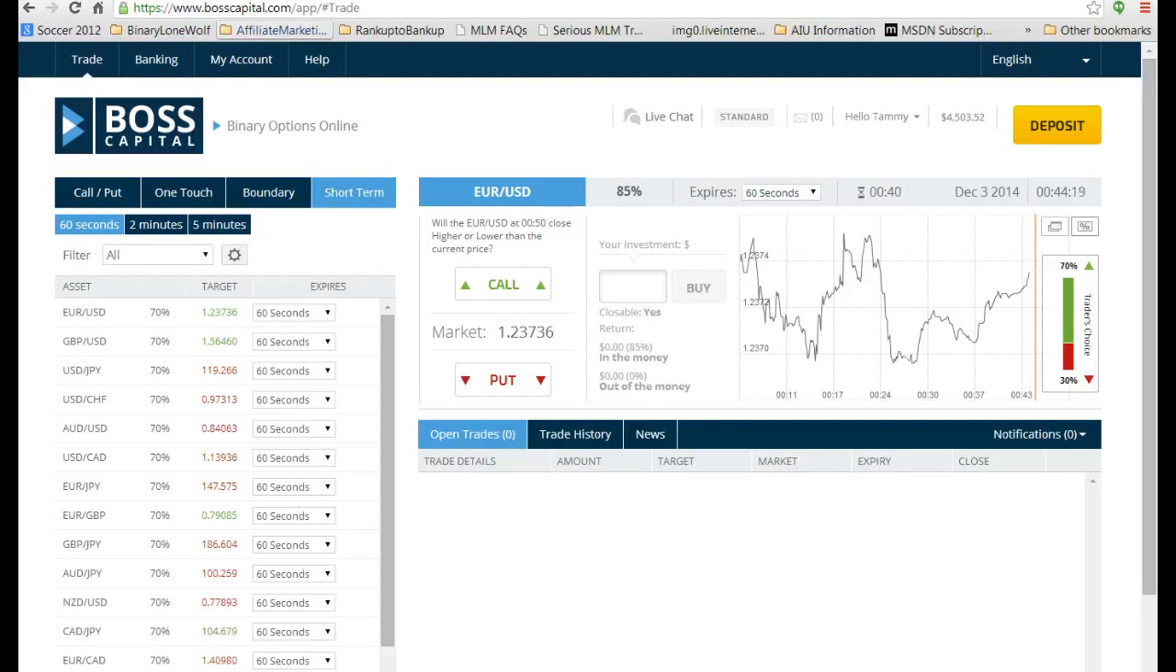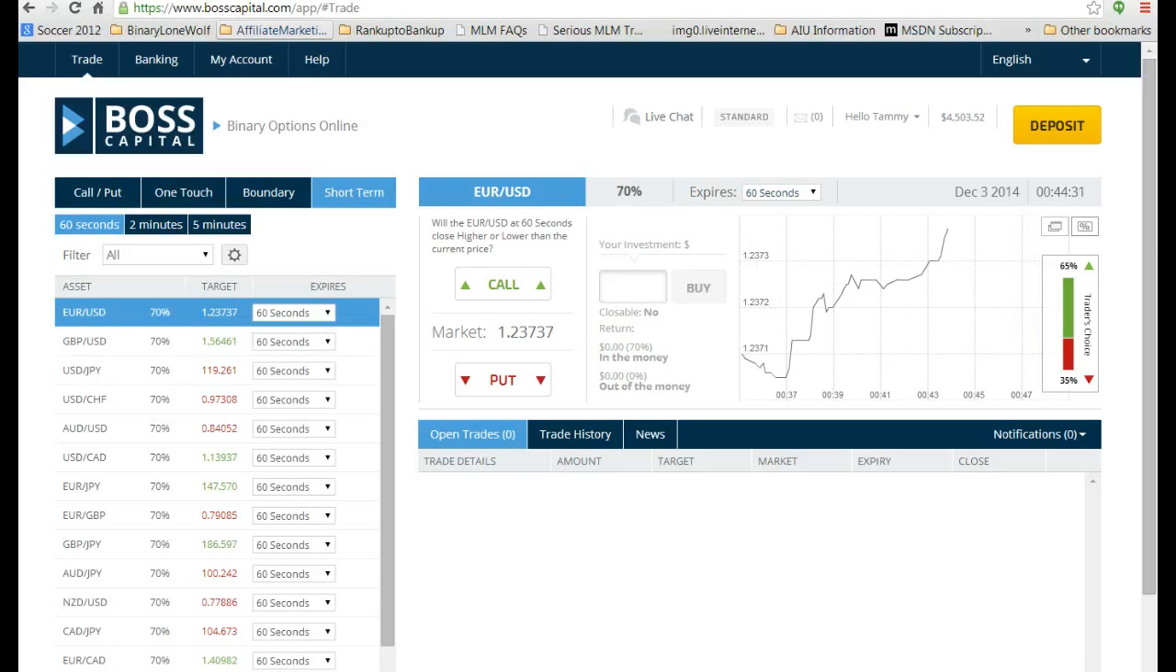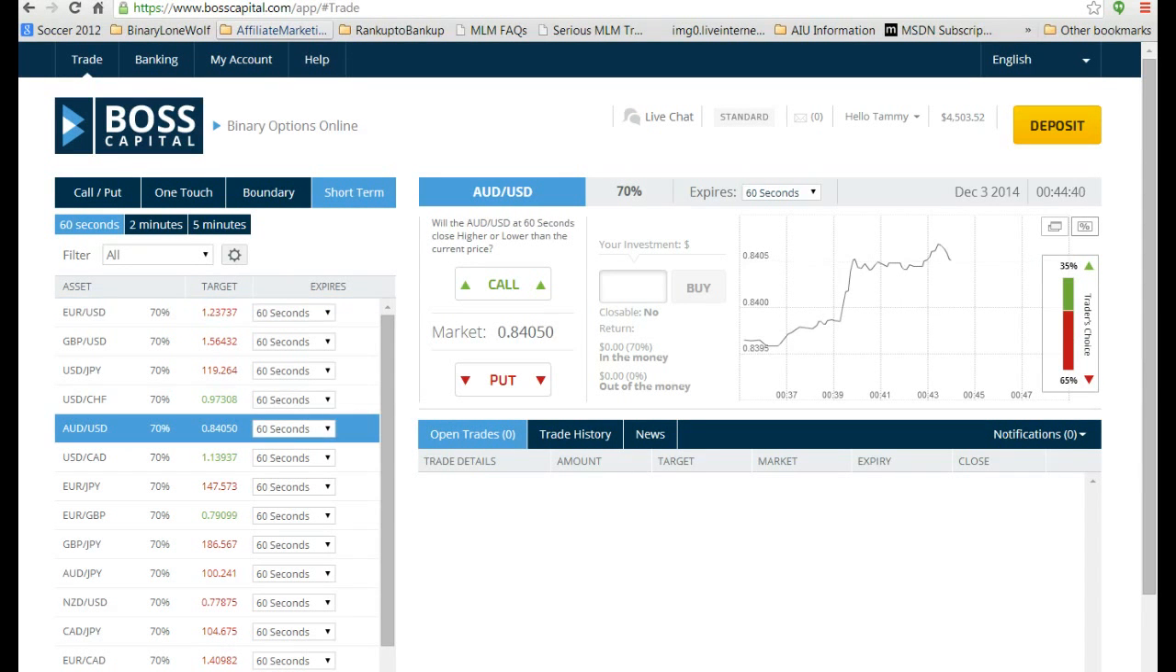Most people who are trading binary options are trading either short term or the longer trades. If you do short term on Boss Capital, you have to ensure that you are over here. You have 60 seconds, 2 minutes, and 5 minutes. When you click on 60-second, the asset will appear over here that you're planning to trade, and when you change it or click on it, it'll change over here as well.